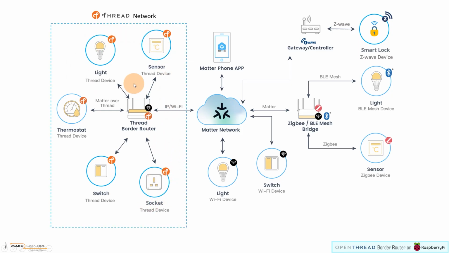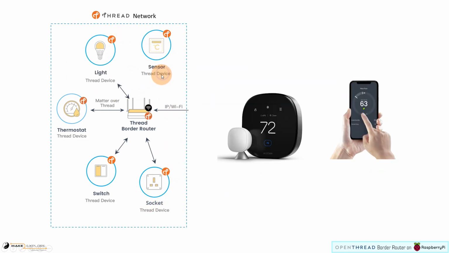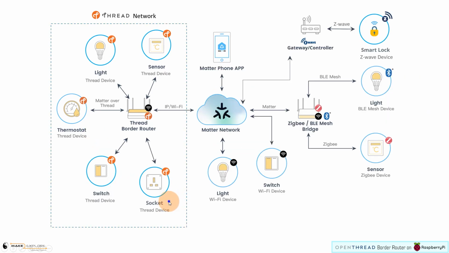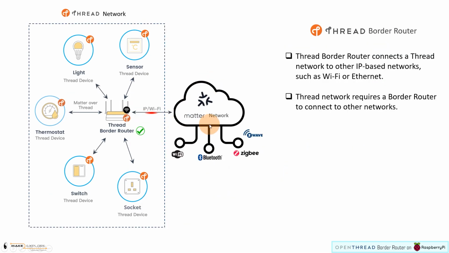These devices may include lights, sensors, thermostats, switches, sockets, or outlets, etc. And in order to connect all these devices to the main smart home network, we need a device, or we can say a bridge, which is called a Thread border router. It acts like a bridge between your Thread-based smart home devices, which form their own secure mesh network, and the rest of your home network or the internet. In simple terms, it lets your Thread devices talk to your phone, Wi-Fi devices, or cloud services.